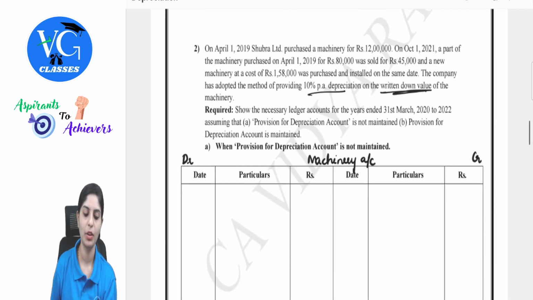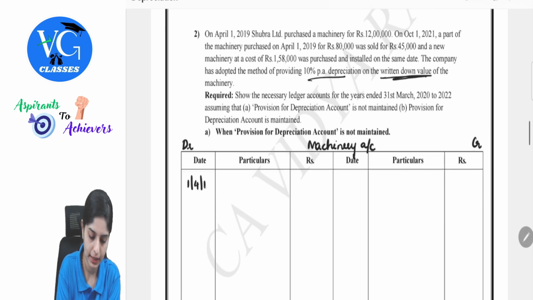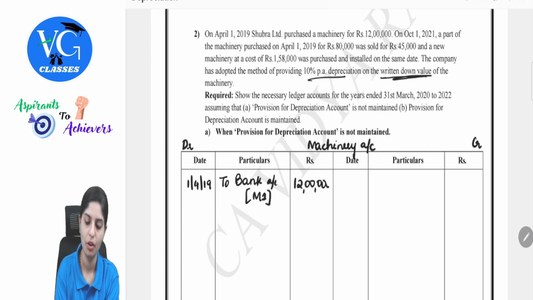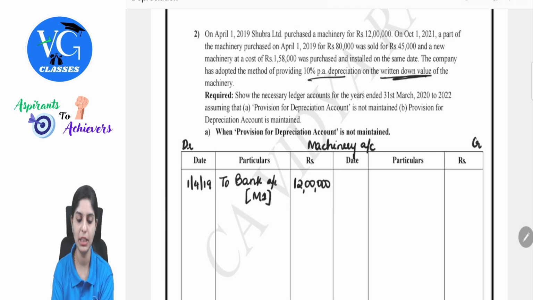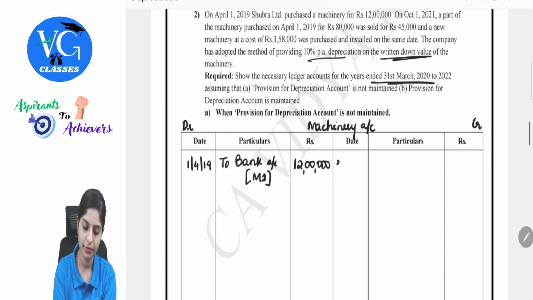Yes, first. On 1st April 19, Shubhra purchased a machinery for 12 lakh. Let's record this. 1st April 19, to bank. I'll show this as M1, 12 lakh. On 1st October 21, that means next transaction is directly in the year 2021. So when they tell 1st April, they are also telling year ends on 31st March. So let's close this, 31st March 2020.